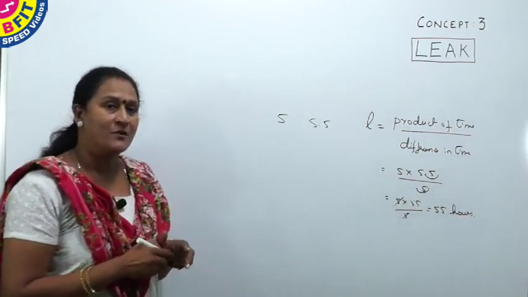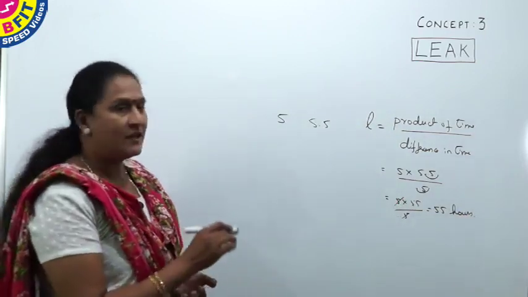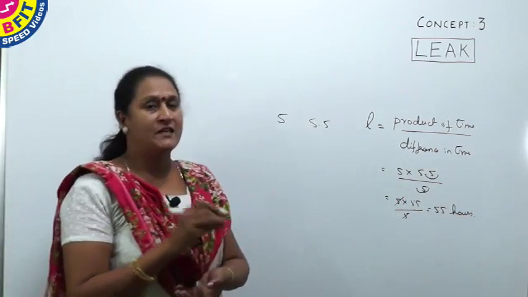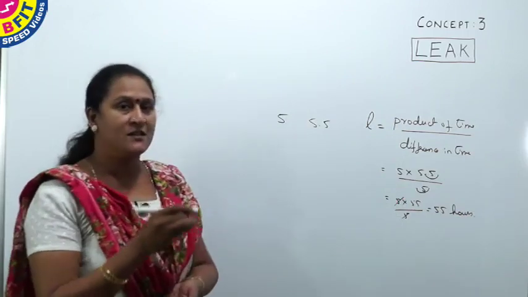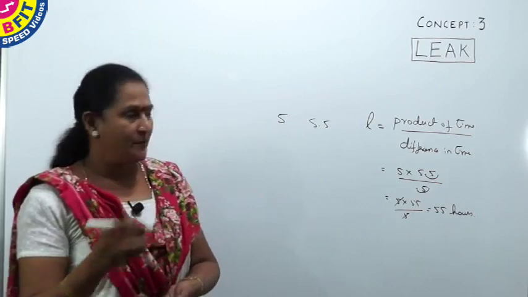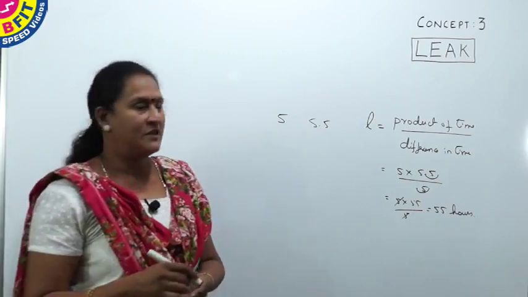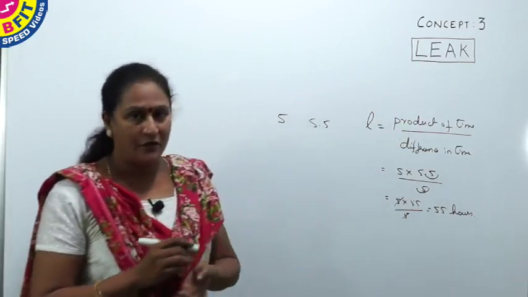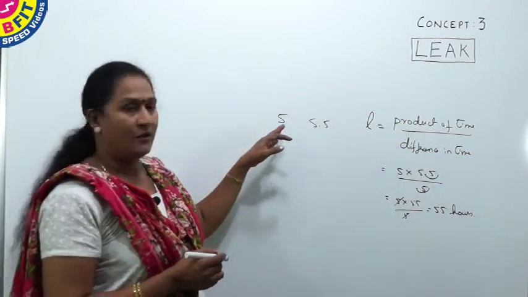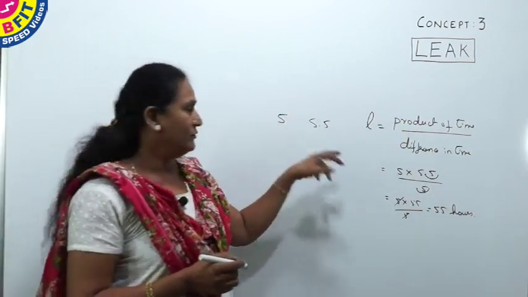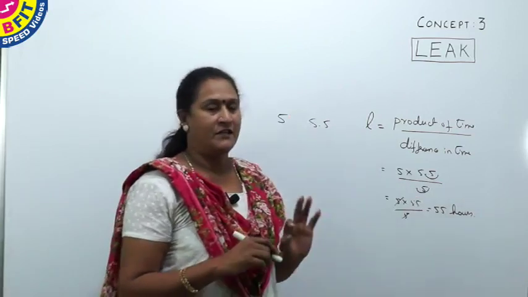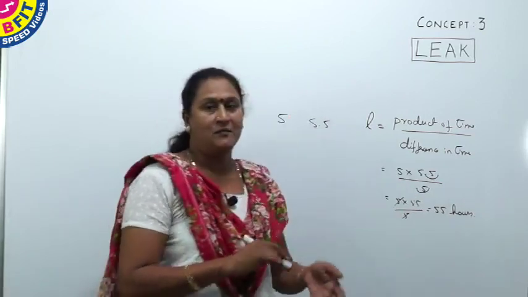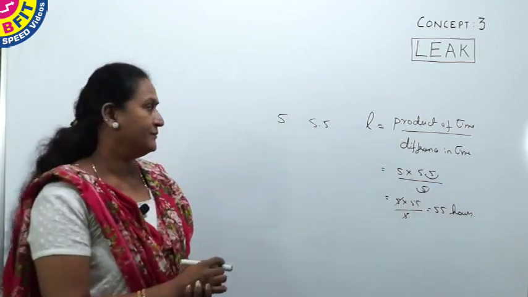So when they ask a question regarding the leak, the leak is nothing but a pipe which is emptying a tank. So you can consider the leak as a pipe which is emptying the tank. The same procedure applies: product of time by difference in time. Here the product of time will be the usual time and the time taken now. This product divided by the difference in timing will give you the time taken by the leak to empty the whole tank.